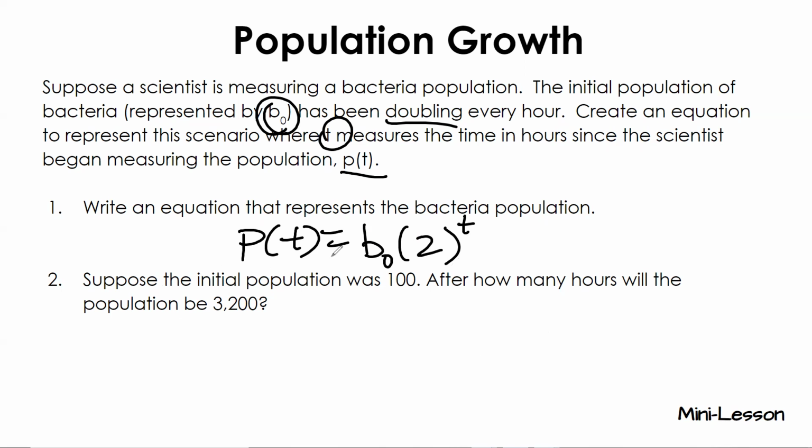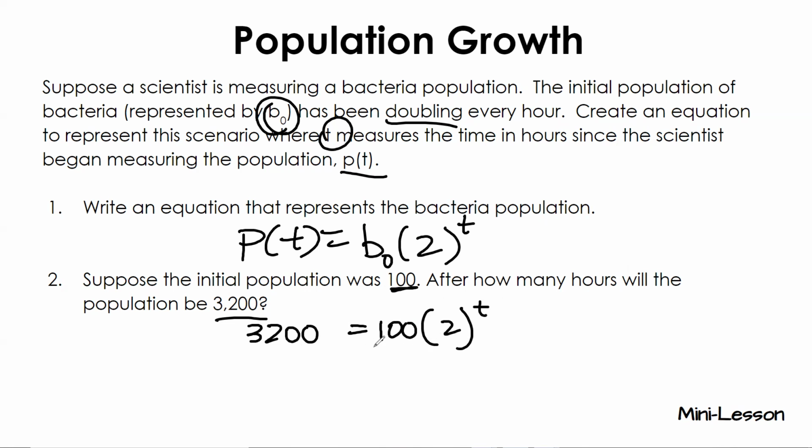Okay. Suppose the initial population was 100. So instead of B sub 0, we're going to plug in 100. After how many hours will the population be 3,200? So for our initial, we're going to plug in 100, and we're going to set it equal to 3,200. Okay, this is the part that you pay attention. Ready? Because it's about to get tricky. We want to solve for T.